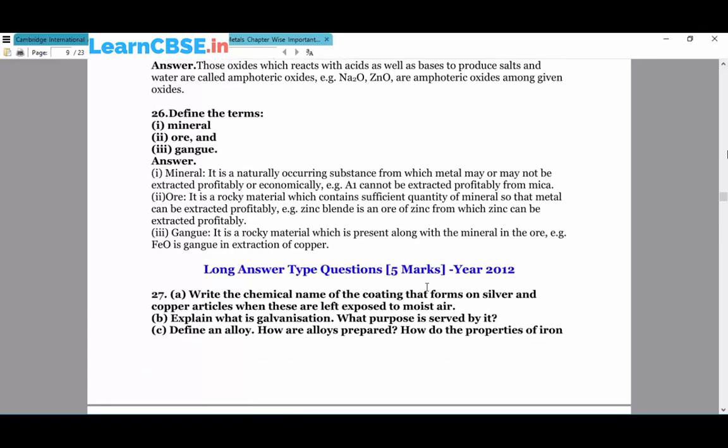Define the terms mineral, ore and gangue. Mineral: it is a naturally occurring substance from which metal may or may not be extracted profitably or economically. For example, aluminium cannot be extracted profitably from mica. Ore: it is a rocky material which contains a sufficient quantity of the mineral so that the metal can be extracted profitably. For example, zinc blende is an ore of zinc from which zinc can be extracted profitably. Gangue: it is a rocky material which is present along with the mineral in the ore. For example, FeO is a gangue in the extraction of copper.